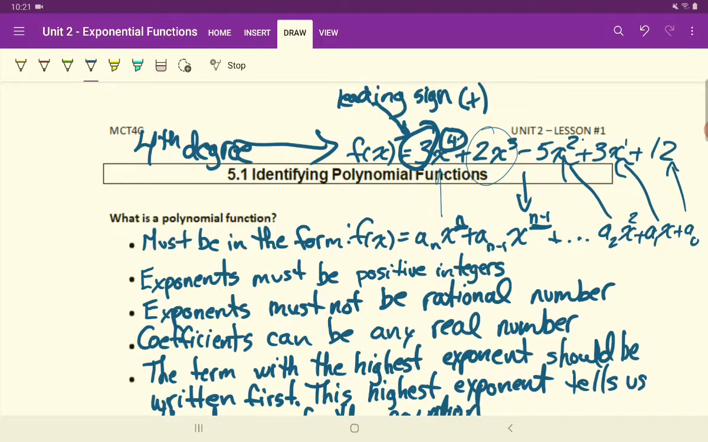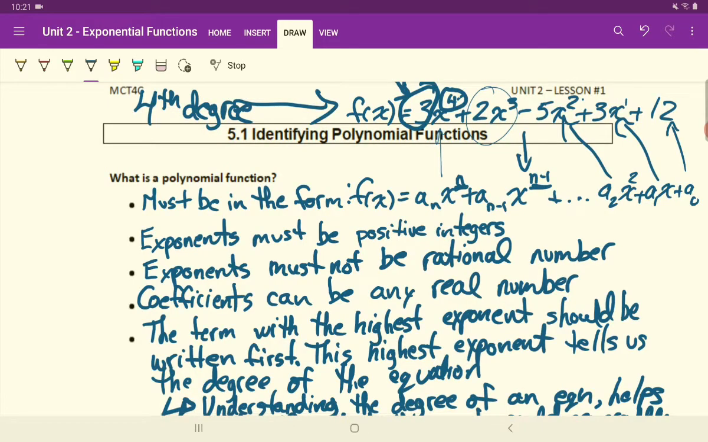Okay, so the degree of a polynomial function gives us information on what the graph could look like, and then knowing the leading sign gives us even more, because then we know if it's opening, like I said, a quadratic is opening up or down, or a linear equation is going from left to right going upwards, or left to right going downwards. So that leading sign is important to us as well, and that should be noted. Okay.